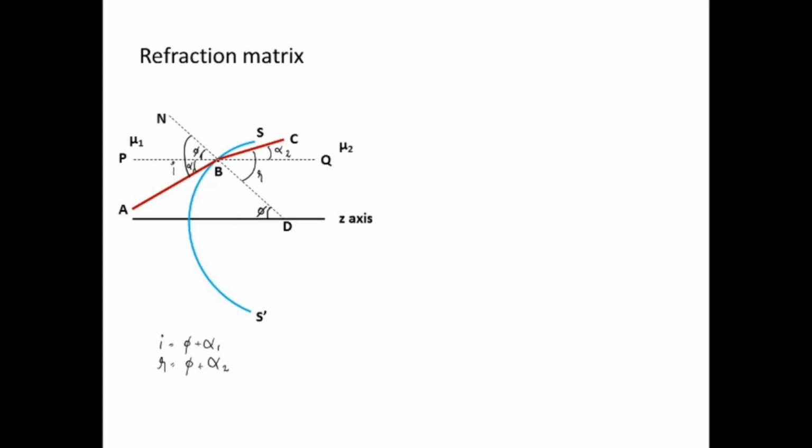At the point of refraction, the distance of the ray from the z-axis is x. If the distance before refraction is x1 and the distance after refraction is x2, since refraction occurs at a point, I can write x1 is equal to x2.